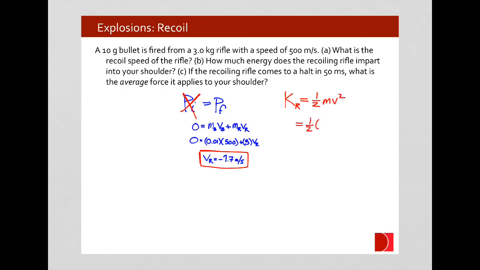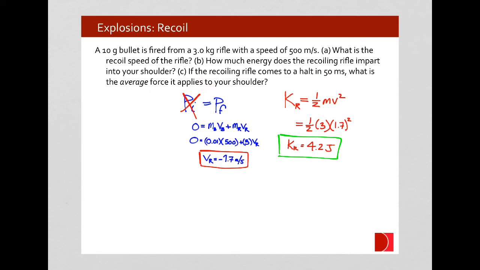We know that the mass of the rifle is 3 kilograms and its velocity is 1.7 meters per second. And so the rifle has 4.2 joules of energy that your shoulder has to absorb.